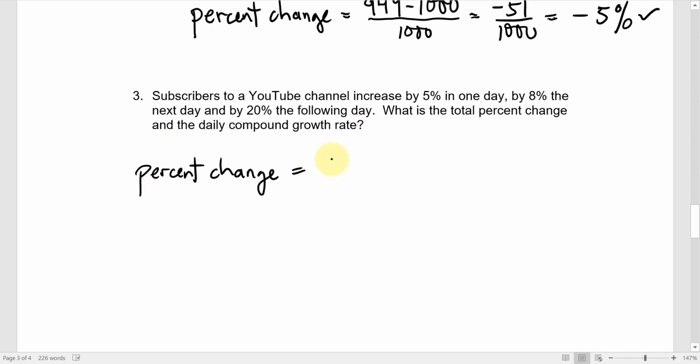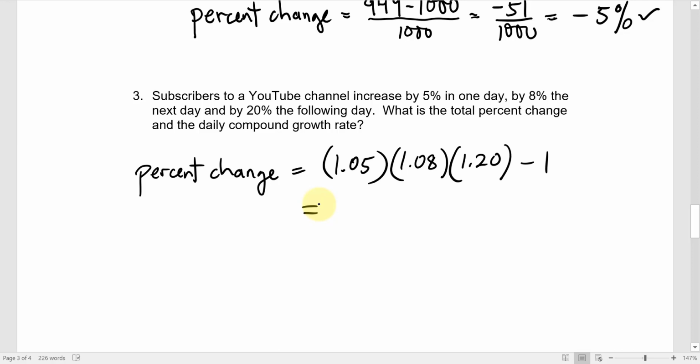The percent change is a 5% growth, 5% increase, 8% increase, and then that 20% increase. And I'm minusing 1 because that's sort of like our initial 100% of what we had divided by 1. So what does this come out to be?